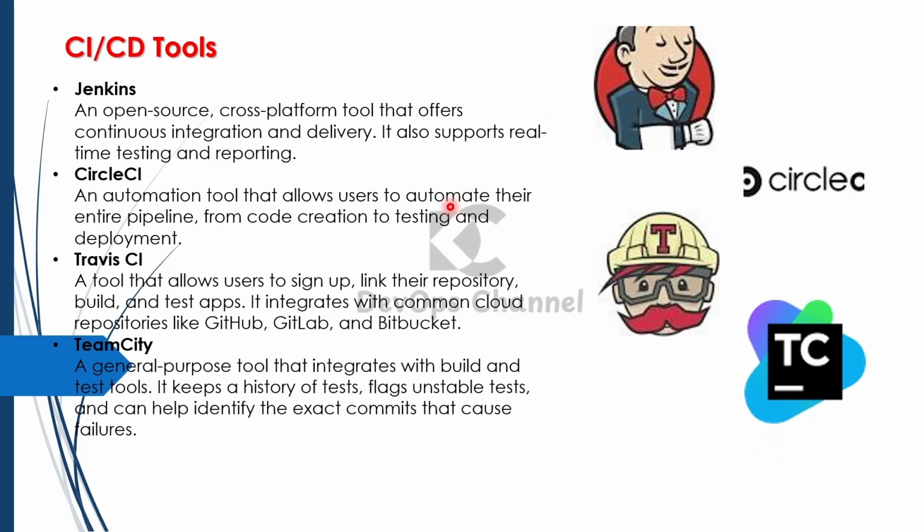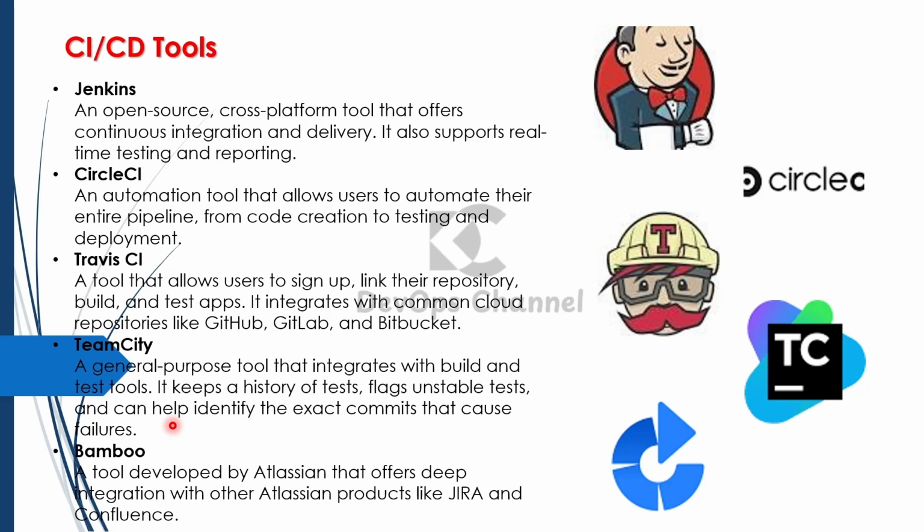The next one is TeamCity. So a general purpose tool that integrates with build and test tools. It keeps a history of tests, flags unstable tests, and can help identify the exact commits that cause failures. Okay, so it's good for monitoring too. The next one is Bamboo, a tool developed by Atlassian that offers deep integration with other Atlassian products like Jira and Confluence. Okay, so I am hoping you are clear with these most popular tools for CI/CD pipelines.